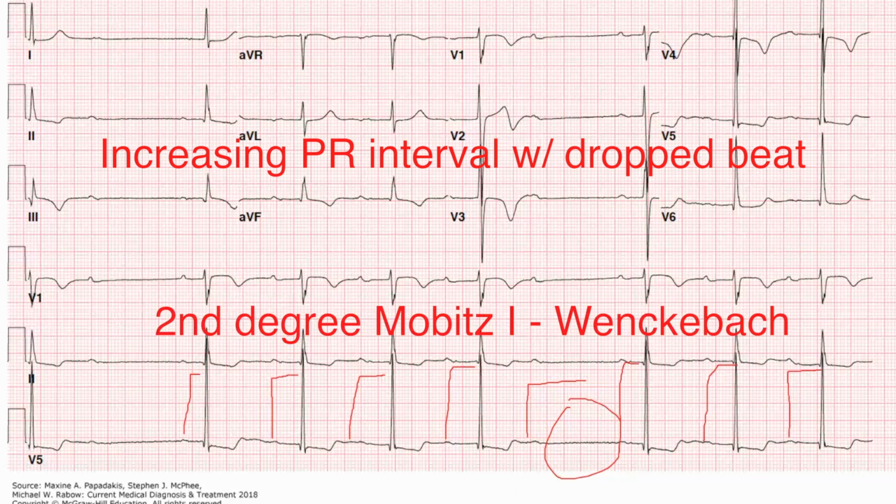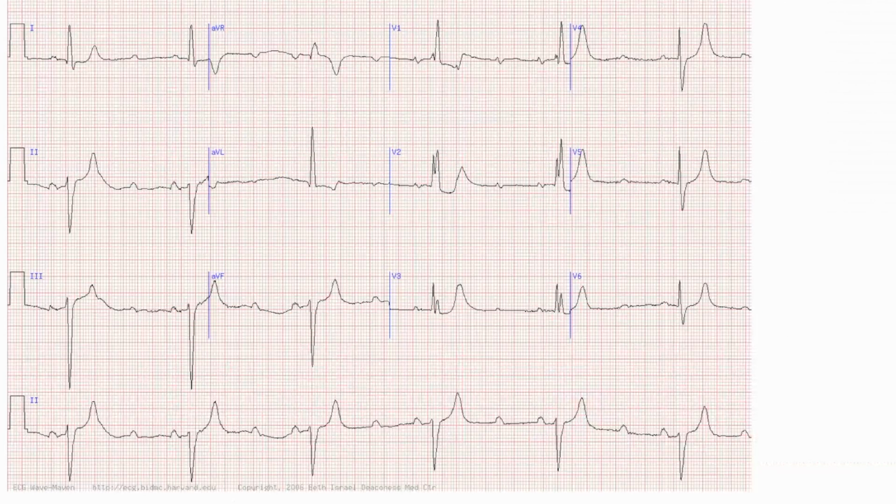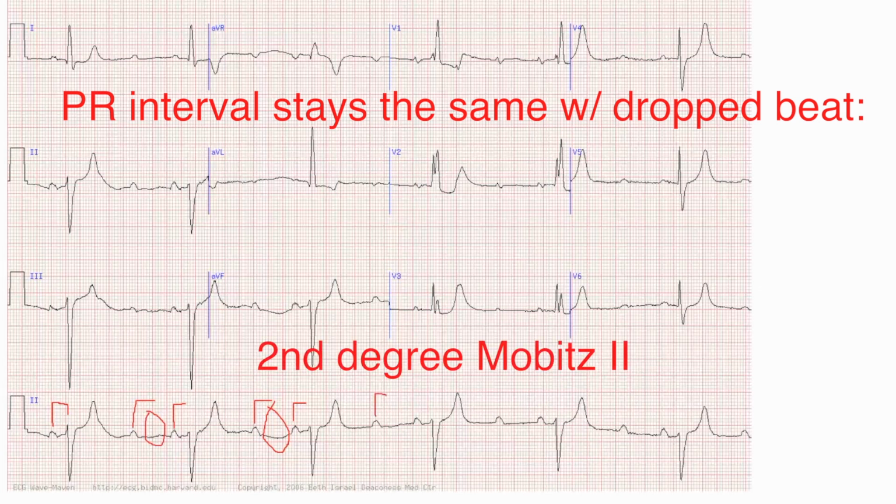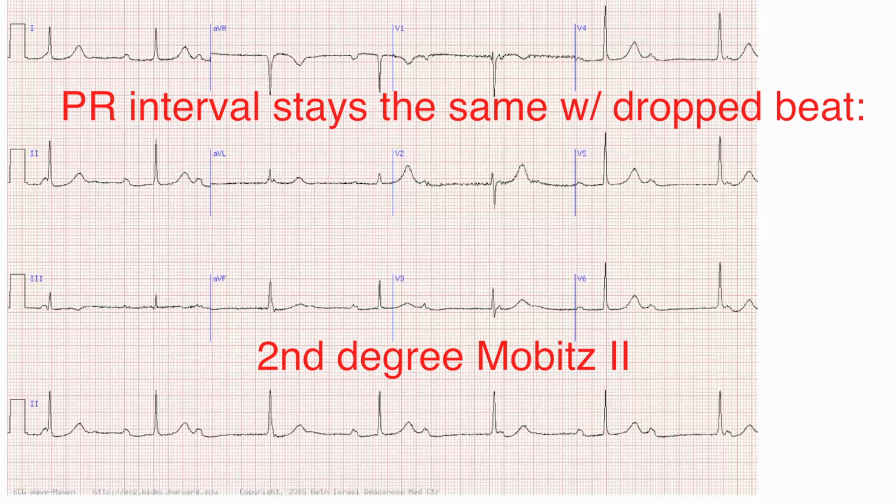Now 1s and 2s are relatively easy to figure out, but let's move a little further now into the advanced block. So this is a pretty short PR there. Then I've got a P with a missing QRS complex, followed by another OK PR, followed by a P with a missing QRS complex, and then that normal PR again. So this pattern of normal PRs, or at least the same PRs happening over and over again with dropped beats in the middle, makes this a second degree type 2.